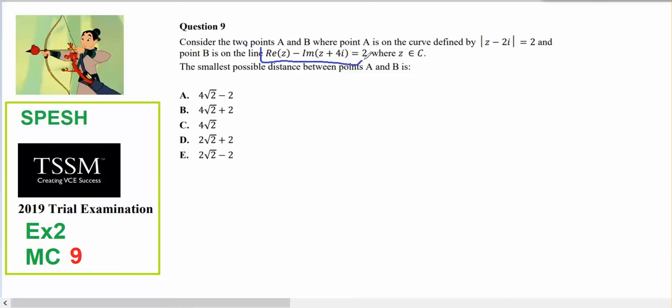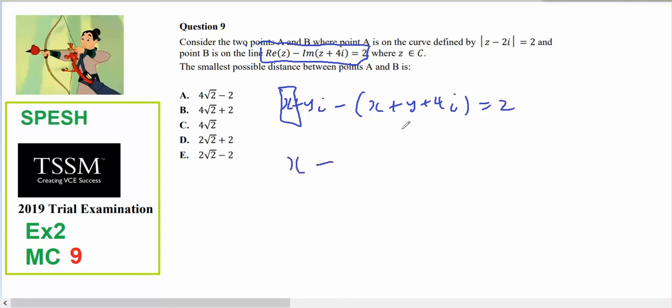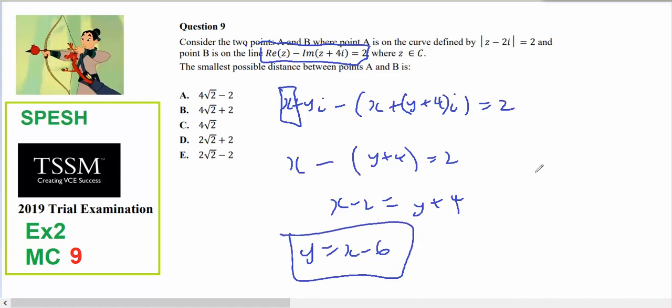Looking at this, I've got the real component of z minus the imaginary component, x plus y plus 4i equals 2. So I'm only looking at the imaginary component, so y plus 4 equals 2, x minus 2 equals y plus 4, y equals x minus 6. So that's the straight line.